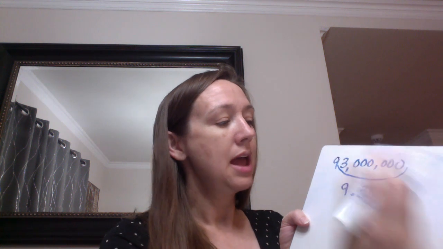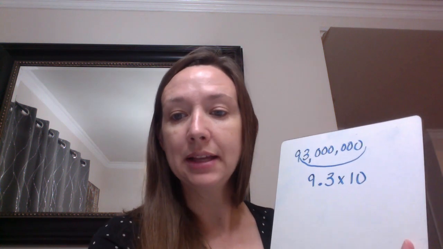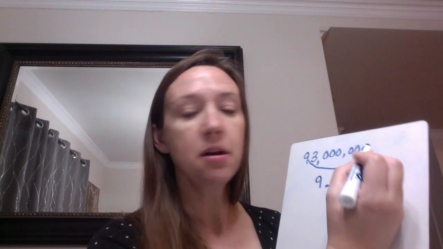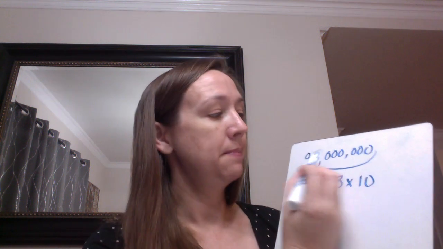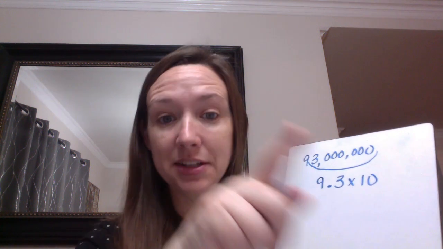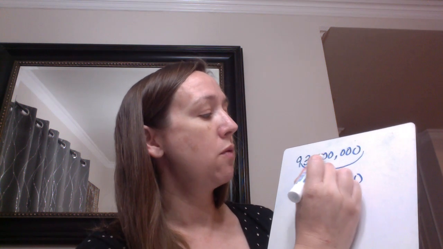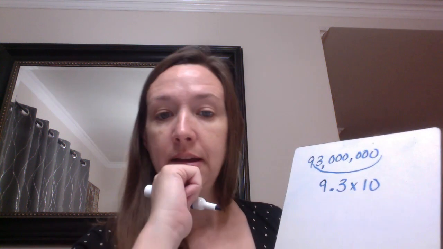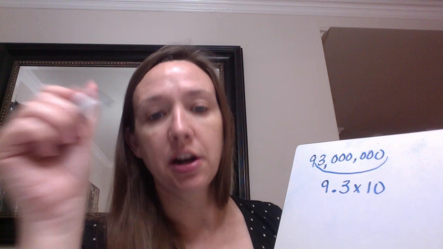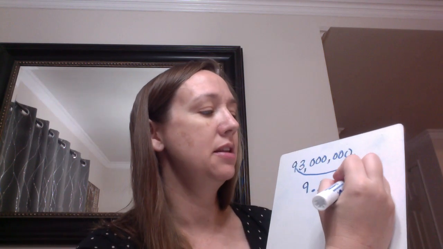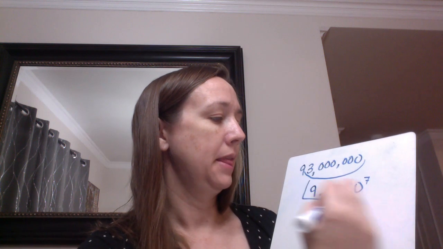Now we have to count how many spaces we went to go from the end of the number to between 9 and 3. So we count our spaces, not our zeros, but our spaces. 1, 2, 3, 4, 5, 6, 7. I should say not just our zeros, but our total number of spaces. We went 7 spaces, so I write a 7 there. Let's do another one.